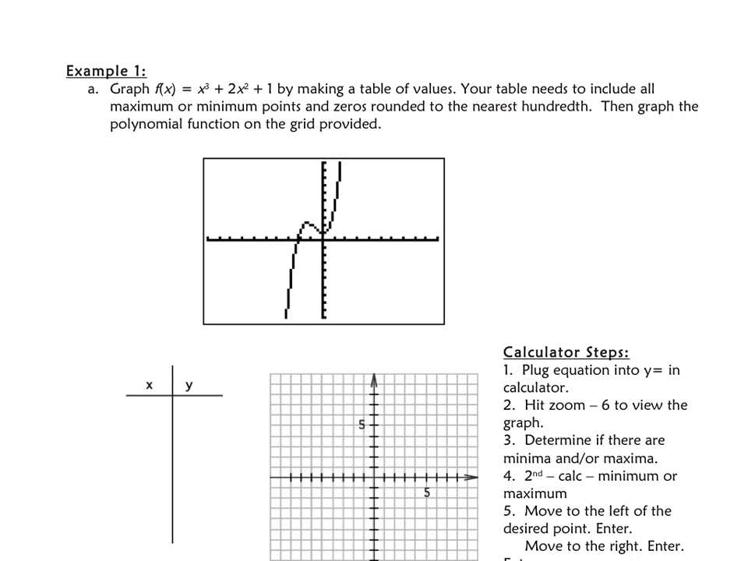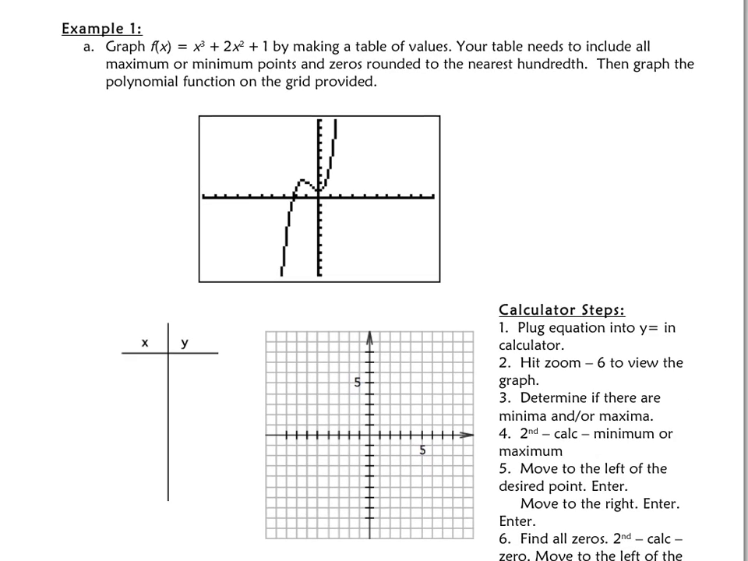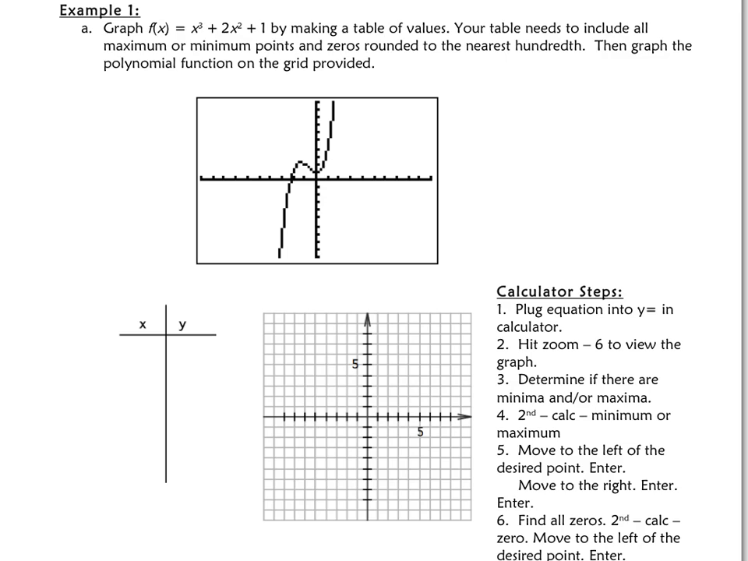Right, so our first example here, notice that I pre-graphed it for us, but we're going to put it on a grid anyway, so we're just going to pretend, but I'm just going to talk you through it. We're going to graph f of x equals x to the third plus 2x squared plus 1 by making a table of values. Your table needs to have all maximum or minimum points and zeros rounded to the nearest hundredth. Then we're going to graph it.